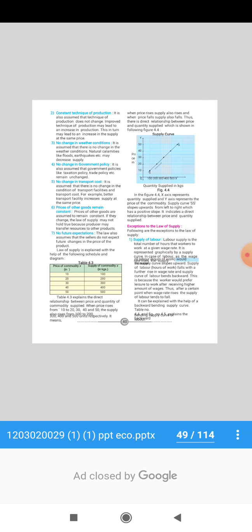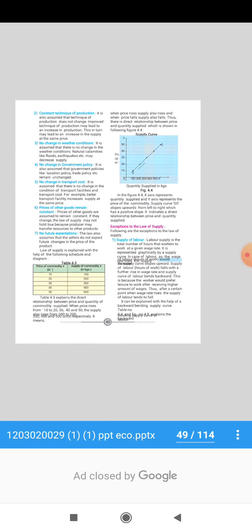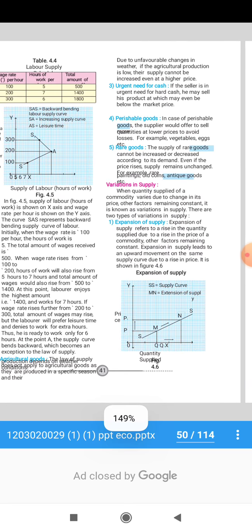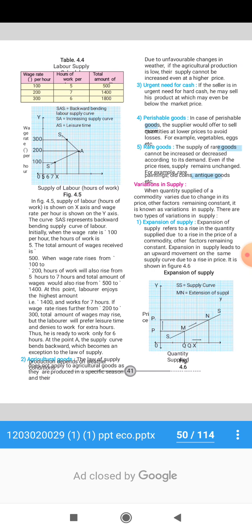If the wage rate per hour is 100, hours of working per day is 5 hours. Total amount of wages is 500 rupees. If the wage rate per hour rises from 100 to 200, hours of working also rise from 5 hours to 7 hours. Total amount of wages is 1400.